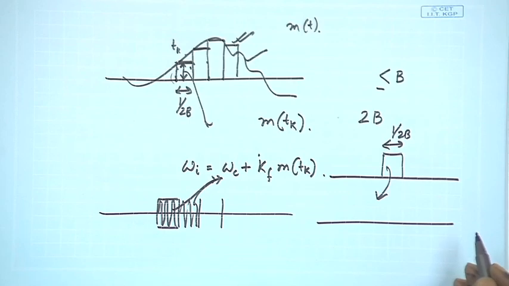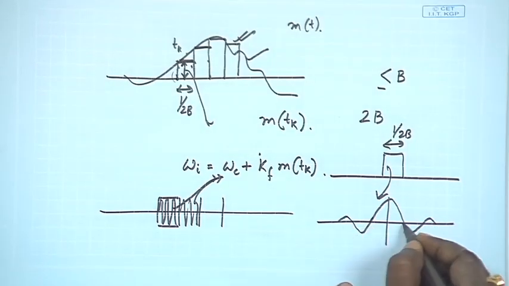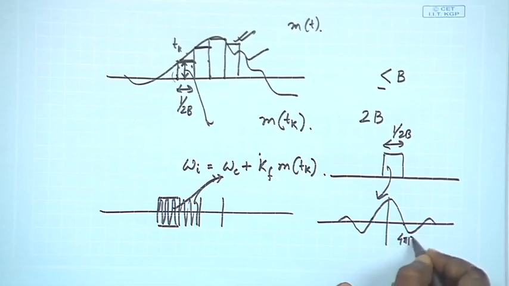If 1 by 2B is the width of that pulse because of the sampling theorem, then 1 by that should be the point where it will be cutting the frequency axis in the positive half, as well as minus of 1 by that in the negative half. If I take it to omega, that should be 2 pi into that. So 1 by 2B should be 2B into 2 pi, that should be 4 pi B. So I can represent this as a sinc function where this point is 4 pi B if I put it in omega.